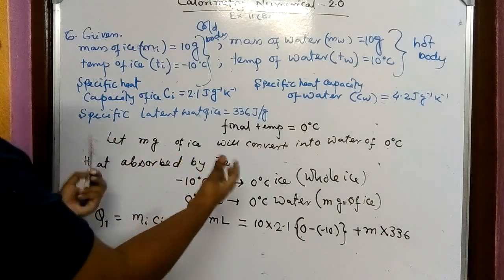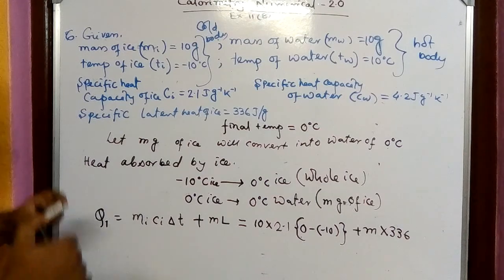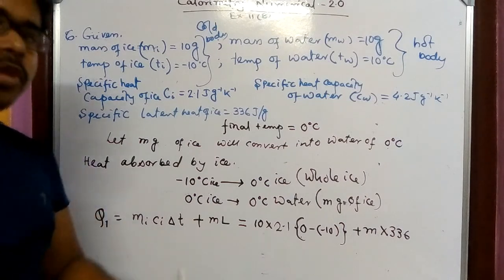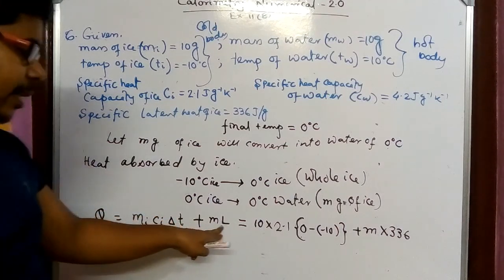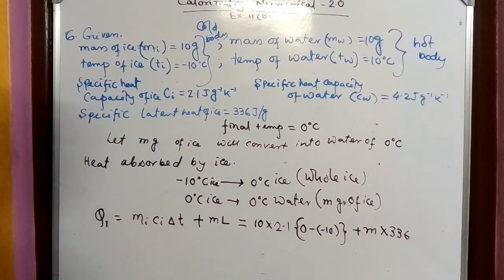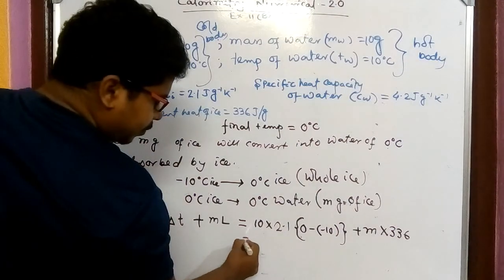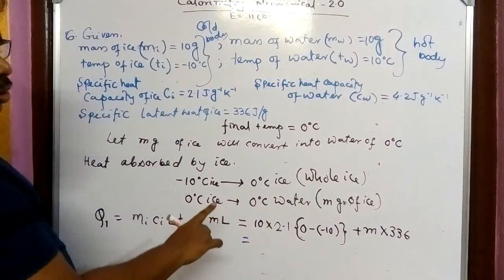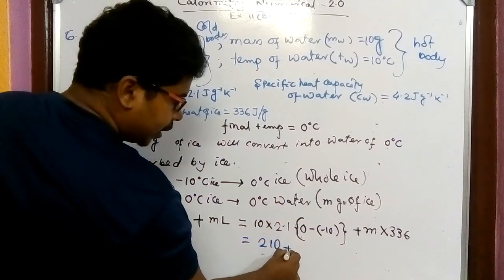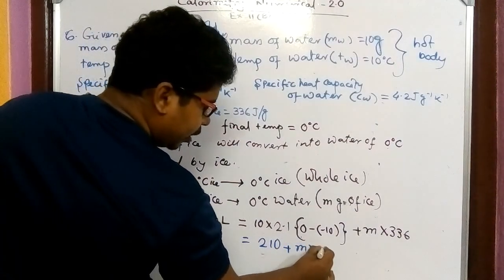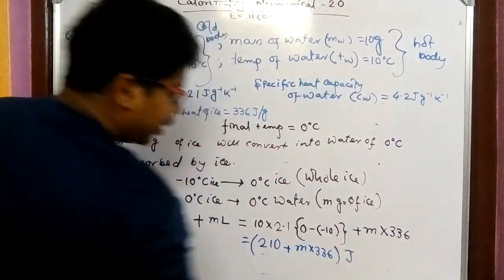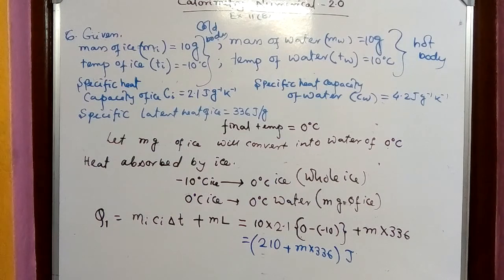We are finding how much heat is absorbed by ice, and in this sort of numerical, as we are assuming some state has been changed, that's why we have added this energy, that is a form of latent heat. Okay, try to understand, I think you will get it. Okay, so write the value here. 10 into 2.1, it is 21, and here also it is coming 10, so it is 210 plus m into 336. So this much amount of joule heat energy is absorbed by ice.